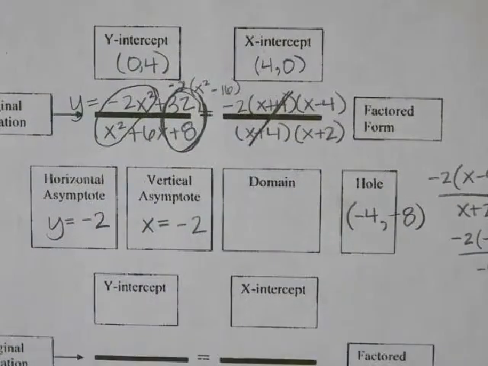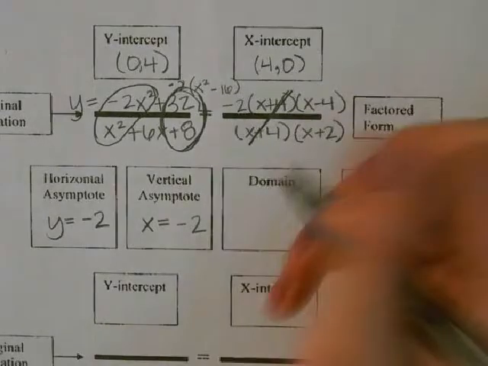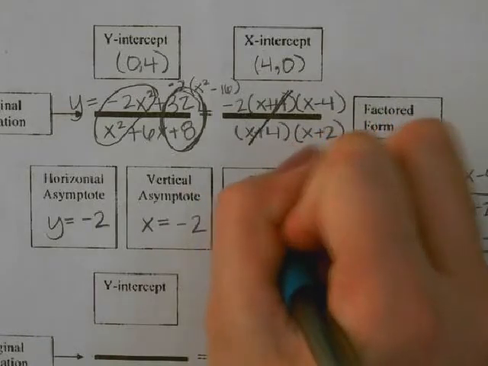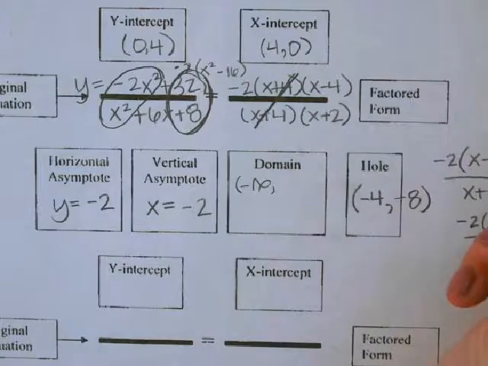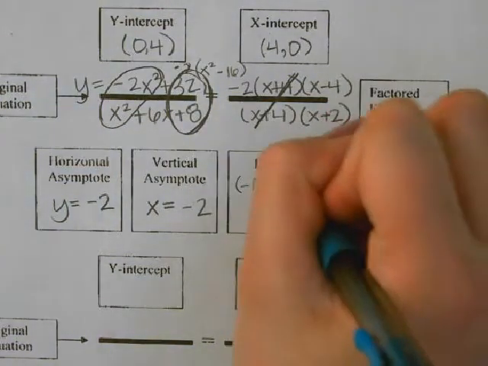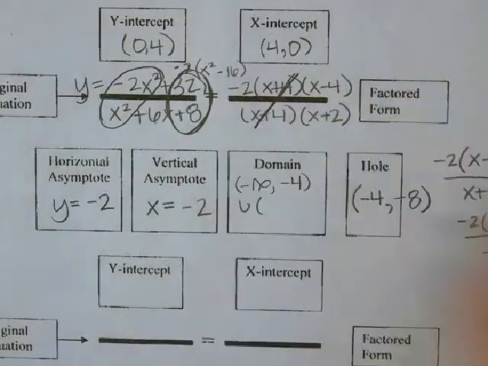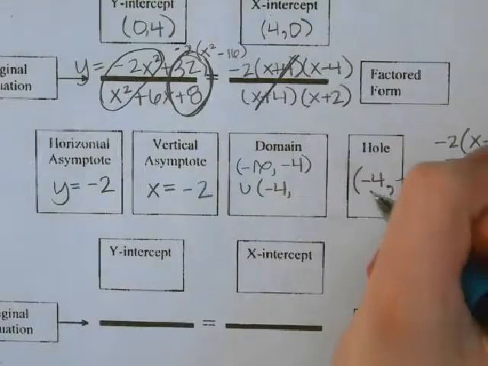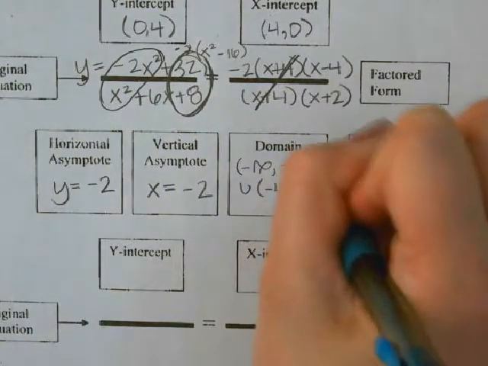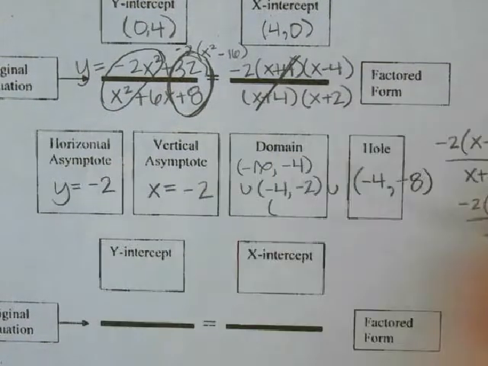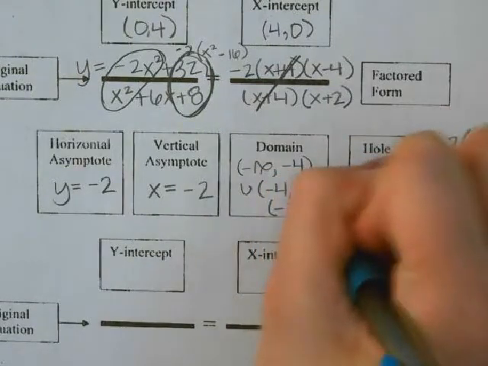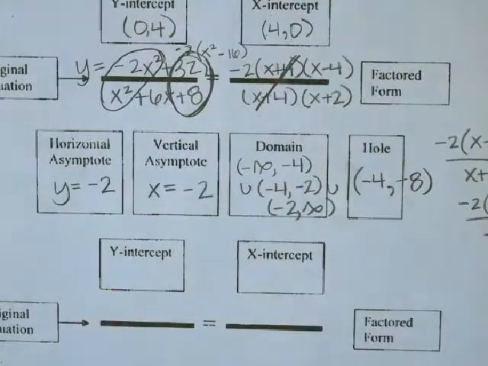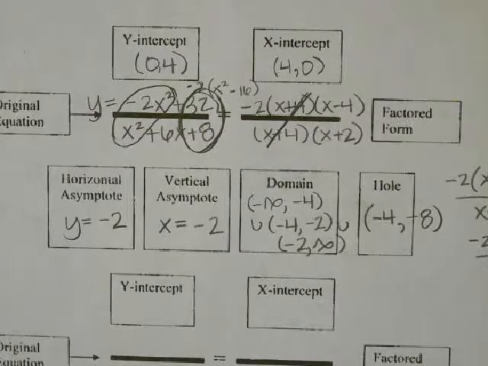And now we've got to do our domains. So we have to know which values to skip. Negative 4, negative 2. Skip negative 4, skip negative 2. So negative infinity to negative 4, because it's smaller, union negative 4 to negative 2, union negative 2 to infinity. Okay. All right, we've got all the things.